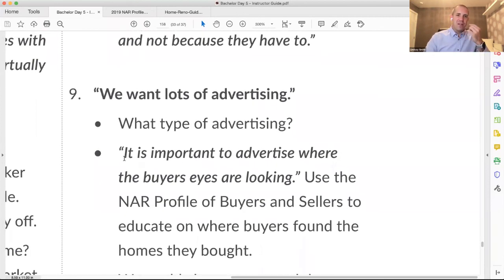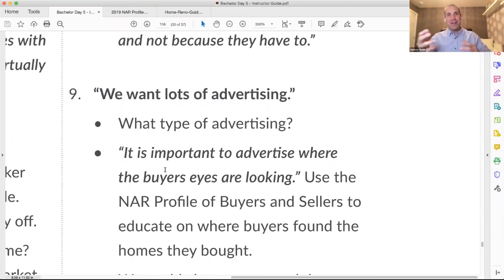And it says here, it's important to advertise where the buyer's eyes are looking. So we have a report, and the National Association of Realtors put out this report, and it's a US report, but in Canada, we don't have the same data. But I'm going to tell you, do you think home buying in Canada is that much different than home buying in the US? We all have these smart devices. We have the iPads, we have the internet. We're driving around our cars with the same tools. The culture is very, very similar.